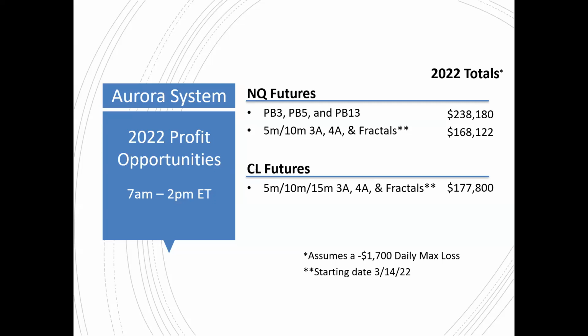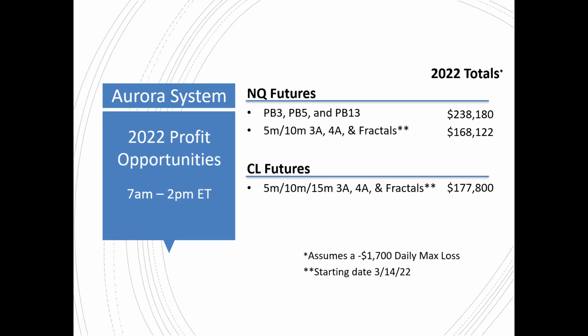These all assume a 1,700 daily max loss, which means that if we hit $1,700 or if we exceed it, if we're close to $1,700 and our next trade takes us past that, we're done trading for the day. This is everything that we track in the live trading room. This is everything that we show on our performance for our Aurora performance on our website as well.